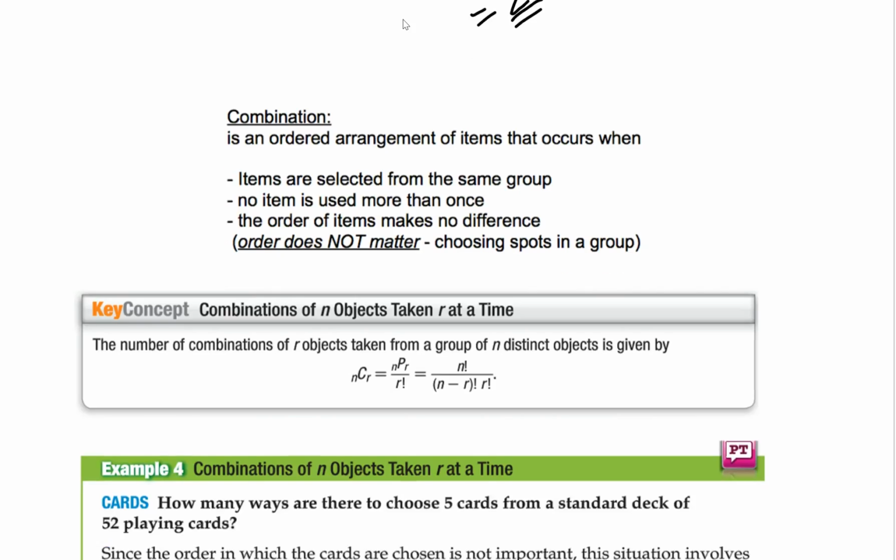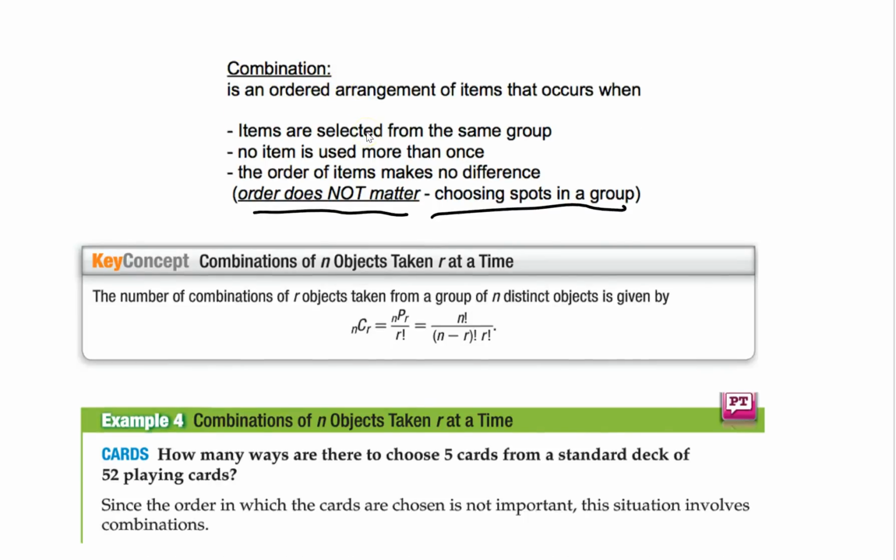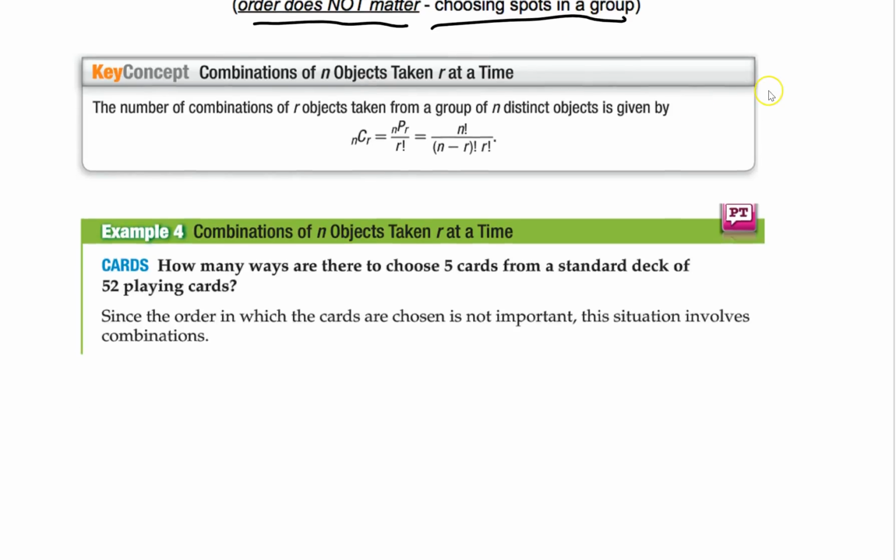But before we do that, let's go to combination. So combination is the same idea, but it's where order does not matter. Again, the best thing I can think of is choosing spots in a group. So if it doesn't matter who gets picked first, second, or third, then it's combination. So the formula for that is nCr. As you see right here, we've used this formula before. That's the same thing.